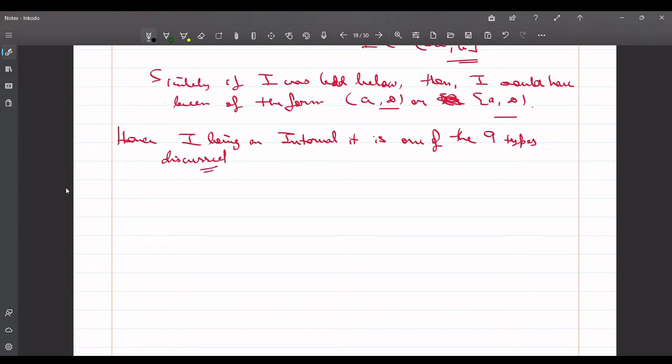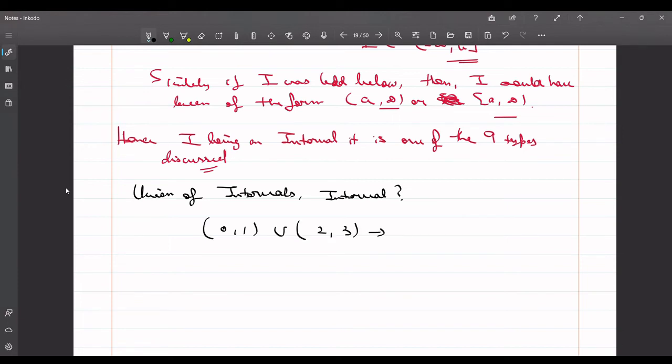Let's say, will the union of two intervals be an interval? Is the union of intervals an interval? Obviously not. So suppose you take 0 1 union 2 3. It is not an interval because elements between 1 and 2 are not there. Okay. When can it be an interval? 0 1 union half 3. It is an interval.